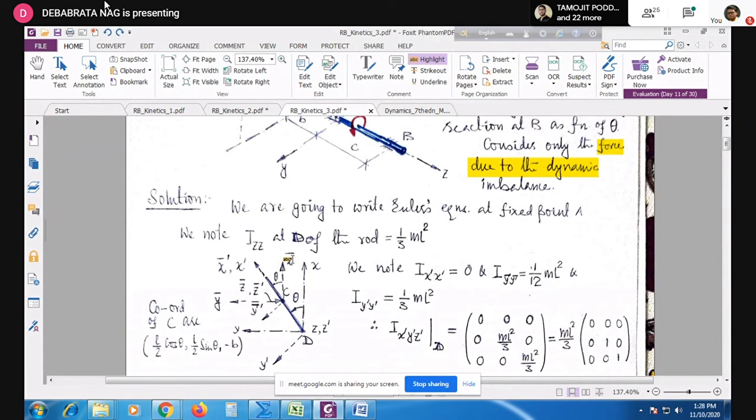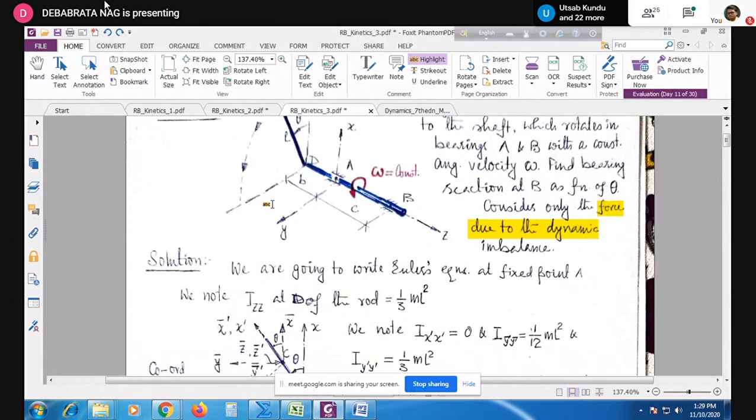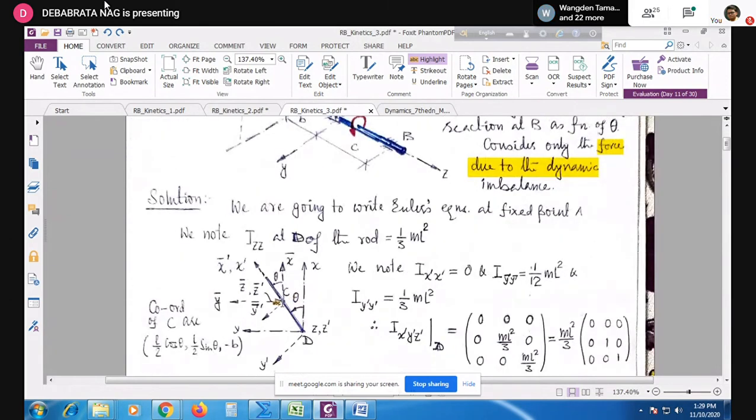Then we take another set of axes from the same point: this is x bar, this is y bar, which are parallel to the x axis and y axis. Since they are at the center of mass, I have written the bar marks. So I have x bar, y bar and z bar. Then z bar and z bar dash identically coincide with the z axis, because I have taken the view from this side. Now for the rod, I know the moment of inertia terms about the x dash axis, y dash axis and z dash axis.